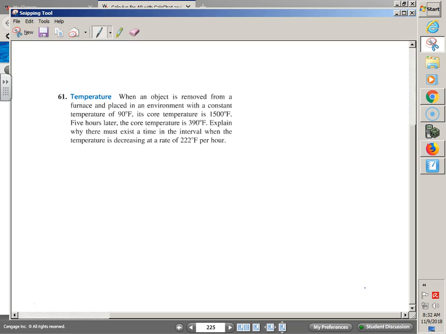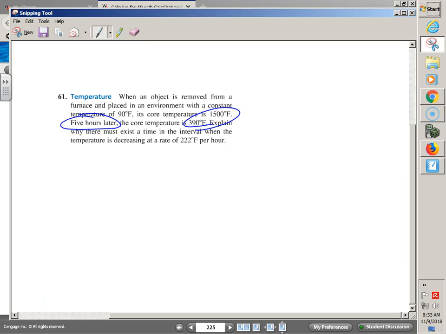An object is removed from a furnace and placed in an environment with a constant temperature of 90 degrees Fahrenheit. If its core temperature was 1500 degrees Fahrenheit, physics tells us it's going to start cooling down, right? If you take something out of the oven, is it going to start cooling down? Even if it's 90 degrees, 1500 is a whole lot more. So it's going to start cooling down. 5 hours later, the core temperature is 390. Don't we have to look at those to figure out how much it went down? It was super hot. Now it's still pretty hot, but not as hot.